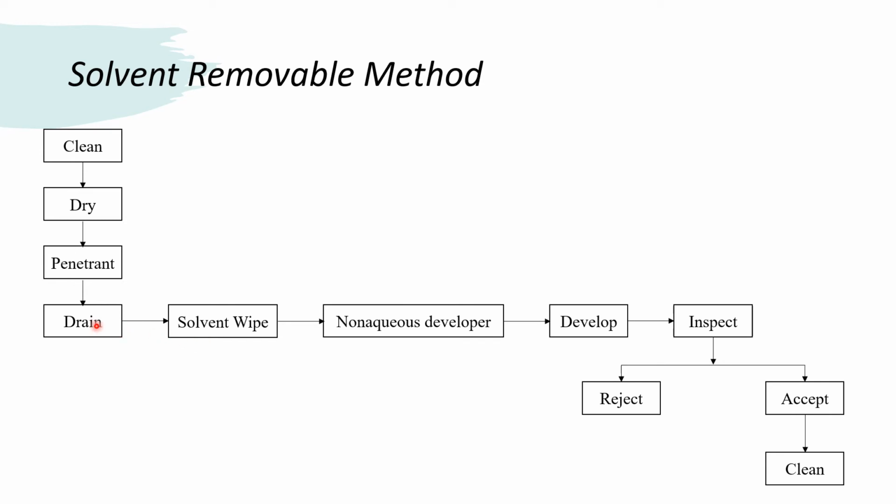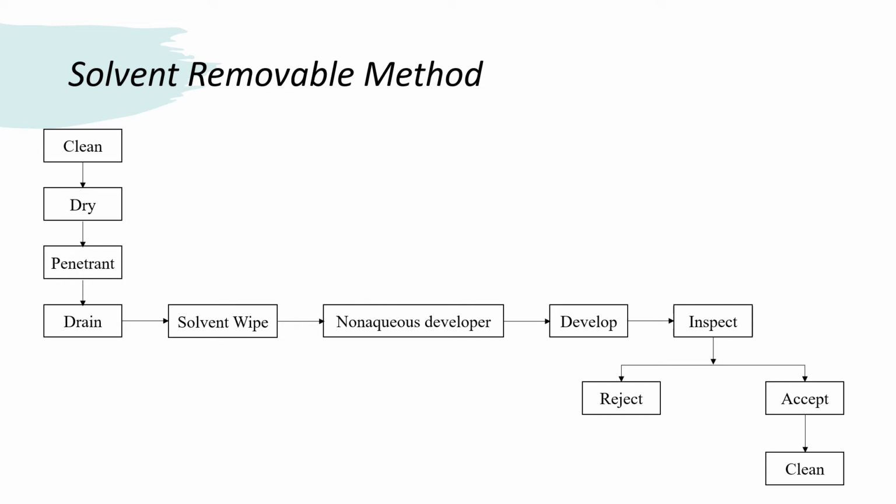For the draining purpose, using the solvent wipe, then apply non-aqueous developer. Wait a few minutes and then go for the inspection. If it is accepted, then go for the clean, and if it is rejected, then go for the scrap or rework.